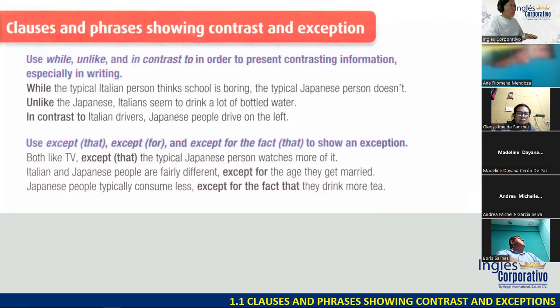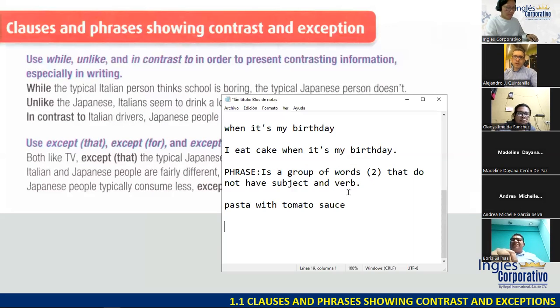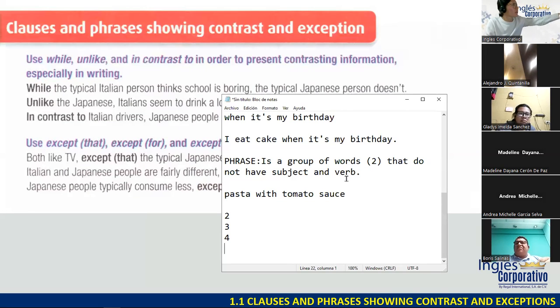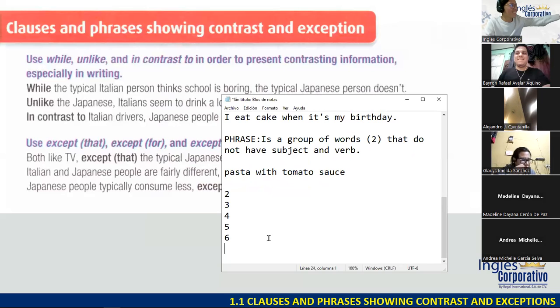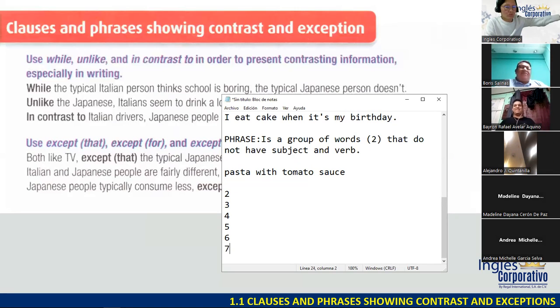Vaya, me dijo Alejandro José Quintanilla está acá, ¿verdad? Yes, teacher. Perfect. I'm here. Ana Filomena también me dijo que está acá, ¿verdad? Tres. Ana Yanira Mendoza Godoy también, ¿verdad? Ana Yanira es número cuatro. Andrea Michelle García Selva también me dijo que está acá. Que es número cinco. Yes, teacher. Vaya, Byron Rafael Abelar Aquino. Present, teacher. I'm here. Thank you, Byron. Tengo a Boris Martín Salinas Quintanilla. Here, teacher. Thank you, número 7.